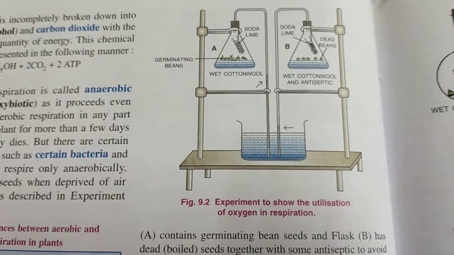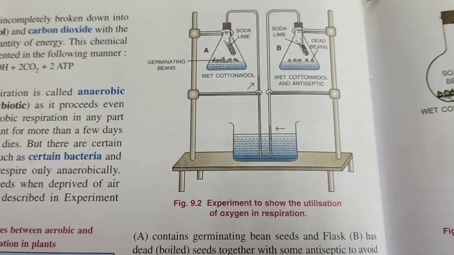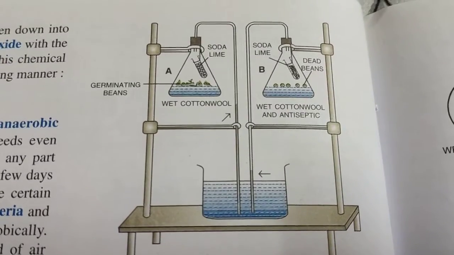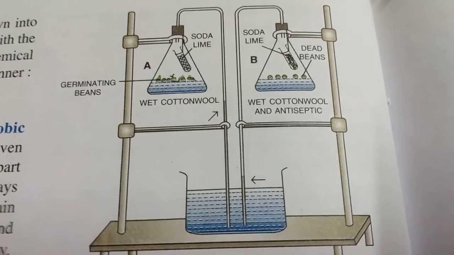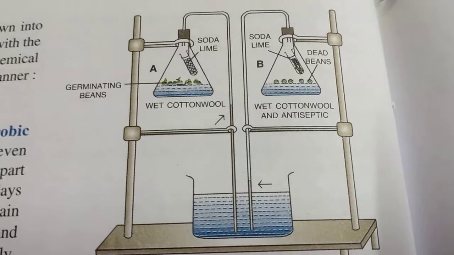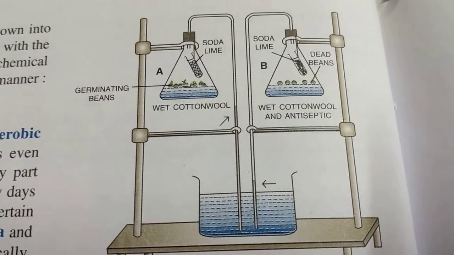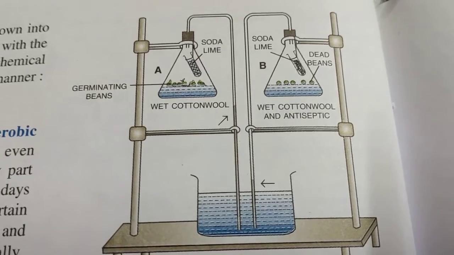Now after a few days, what we are seeing is that the water in the delivery tube which is connected to A is increasing in level. I hope you can see the diagram very properly. I hope it's clear. You can see that shaded portion inside that very thin delivery tube. So why is the water rising up? Because there is a vacuum created inside flask A.